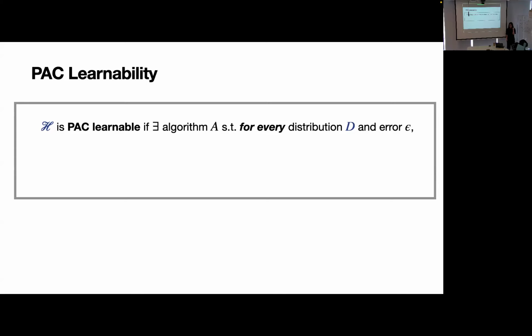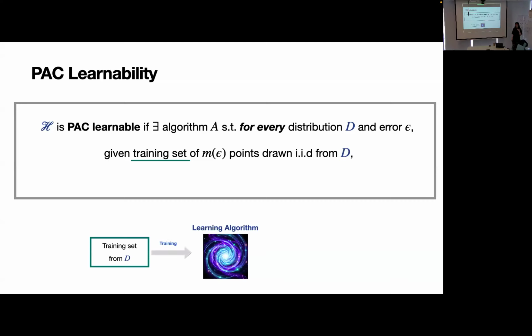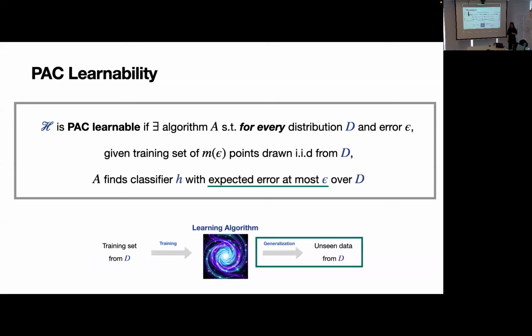So now I want to add a definition. I want to define, for a class of functions H, what it means for it to be PAC learnable. We say that the class H is PAC learnable if there exists some learning algorithm A, so that for every realizable distribution D and error parameter epsilon between 0 and 1, given a training set of size M of epsilon examples drawn IID from this distribution, I want the algorithm to return a classifier h with an expected error of at most epsilon with respect to the same distribution. And for those who are familiar with the definition with high probability, I'm removing that parameter here. I'm just thinking of expected error.